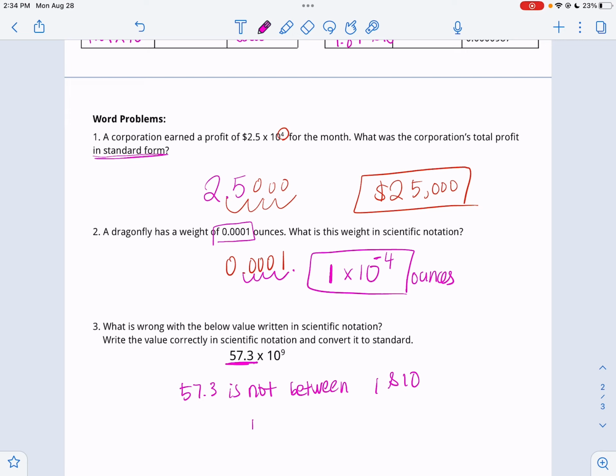So we have to move the decimal one more spot so that we're creating 5.73. Now we have a number that is greater than 1 but less than 10. So I had an exponent or power of 9. So since I moved one decimal place over, I need to change this to a 10. And that's it.